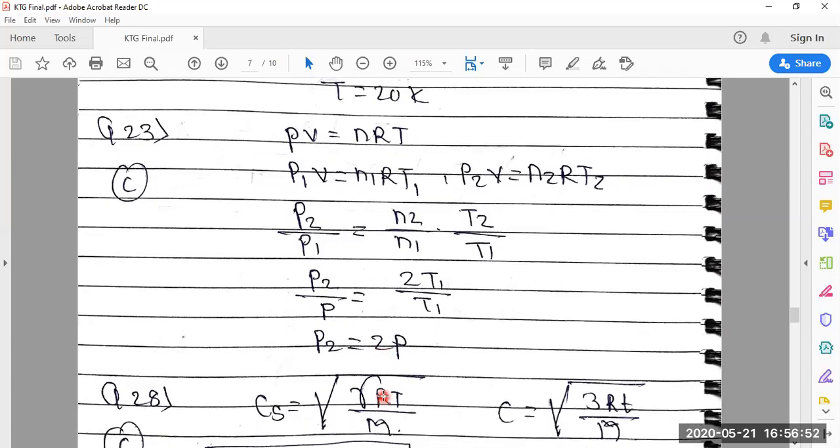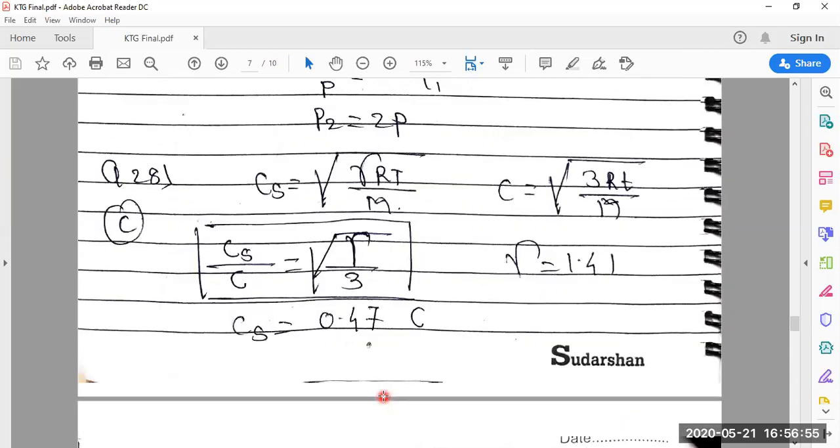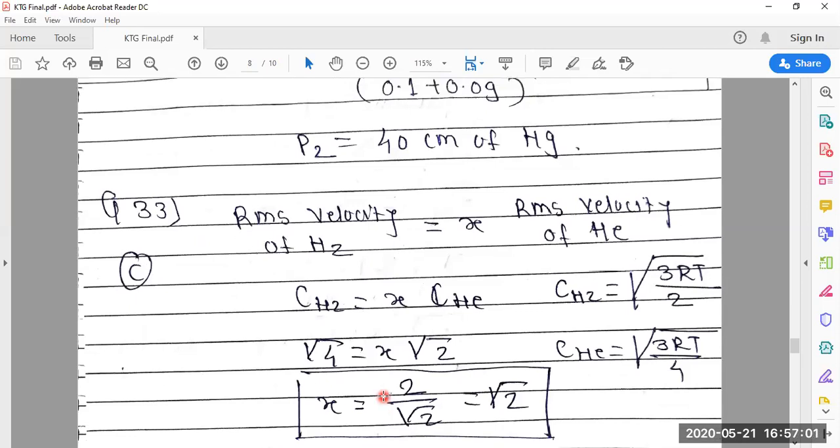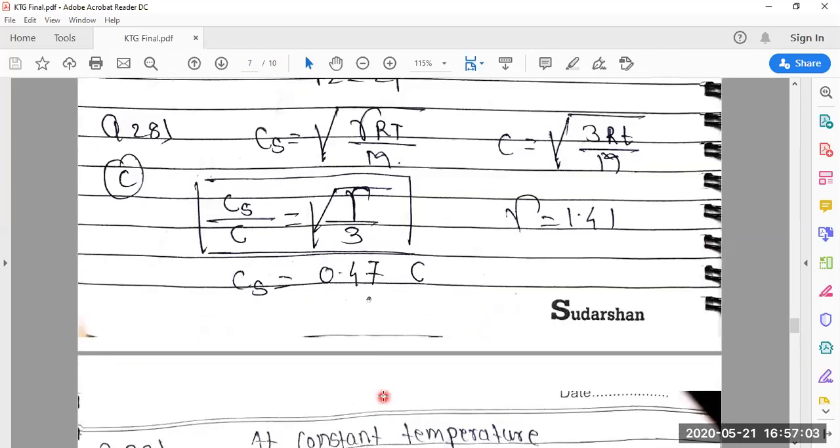Next one, question number 28. In question number 28, what is the condition? If Cs is the velocity of sound in the air medium, and C is the RMS velocity in the same air. This is the velocity of sound and this is the RMS velocity. Then what is the relation between Cs and C?